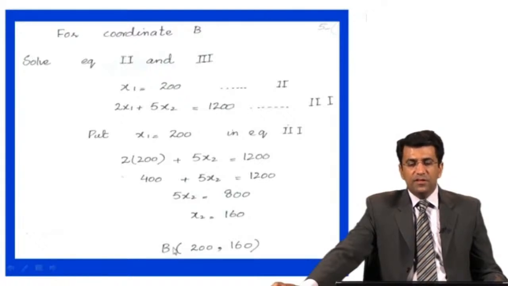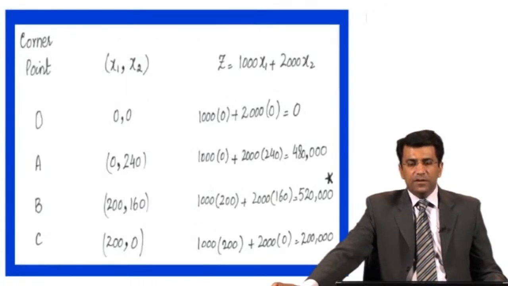So this point B is the intersection of equation 2 and equation 3. Again, we are in a position to find out or maximize the profit function. Now in this particular case, the profit function was z equals 1000 x1 plus 2000 x2. Again, class, we have identified the four important points, which are the corner points.